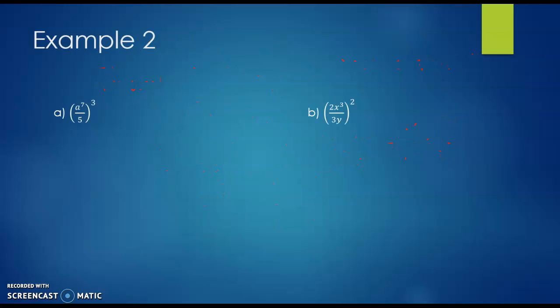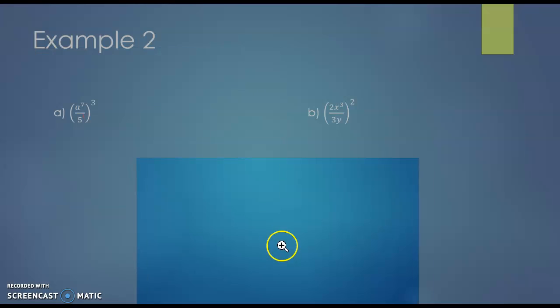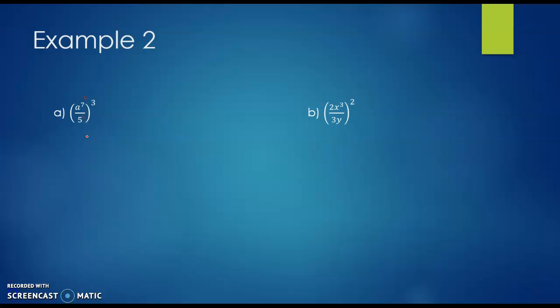On to our example. All right, so remember with our constants or our coefficients, we want to make sure that we put a 1 here if there is not already an exponent, because we do not want to forget to distribute to all terms. Let's try this again. We want to distribute to all terms, not just our variables with exponents.